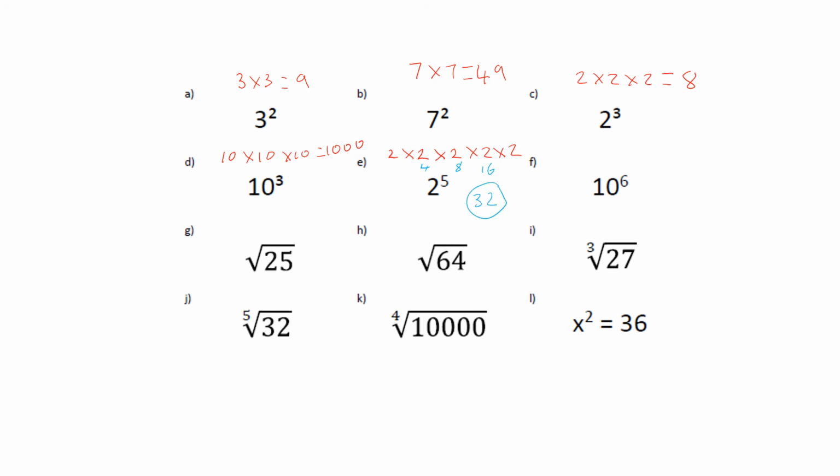The next one we've got is 10 to the power 6, so 10 times 10 times 10 times 10 times 10. So 10 times 10 is 100, times 10 is 1,000, times another 10 is 10,000, again 100,000, and times 10 one more time to give us 1 million.